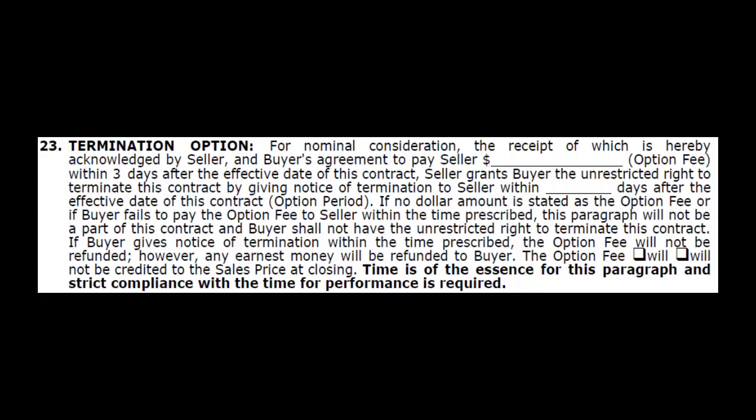Within 3 days after the effective date of this contract. So the effective date of this contract is going to be the date that you put in this blank. See there? Effective date. Okay. And it says 3 days after the effective date. So by my math, if the effective date is the 5th, I'm going to count that: 1 would be the 6th, 2 would be the 7th, 3 would be the 8th. But it doesn't specify an actual time.